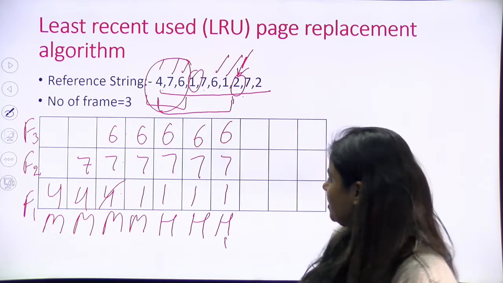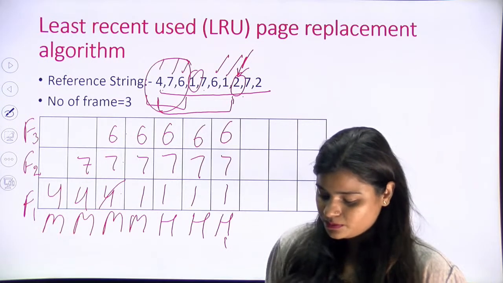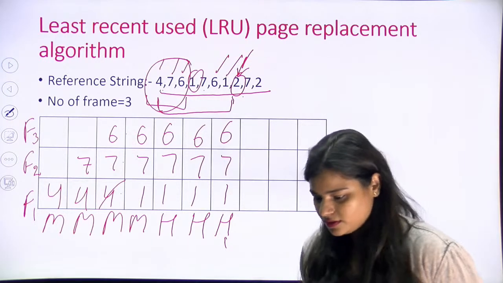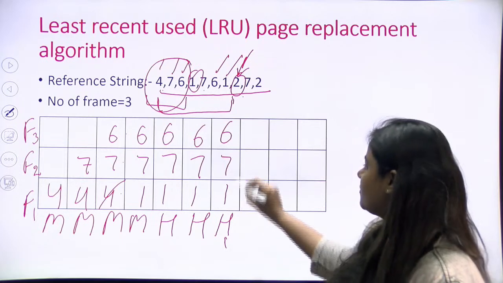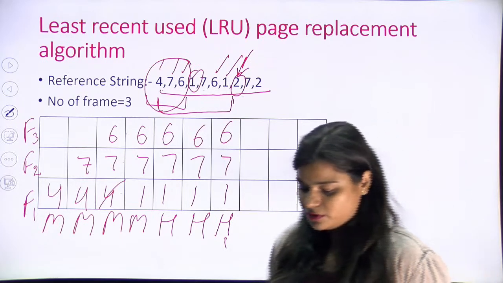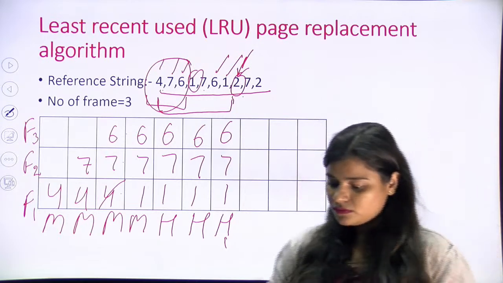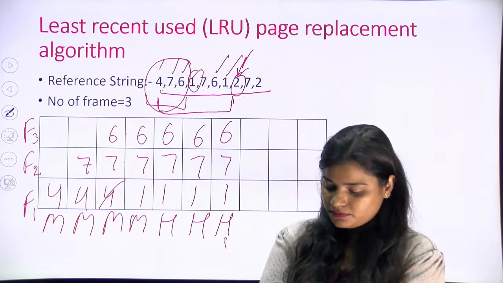Anyone wants to explain why I have to replace 7? Why you are saying that among 1, 7 and 6, 7 is going to be replaced by 2? Can you write the reason?